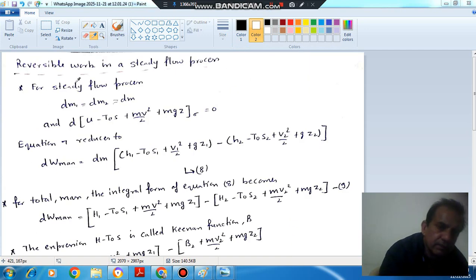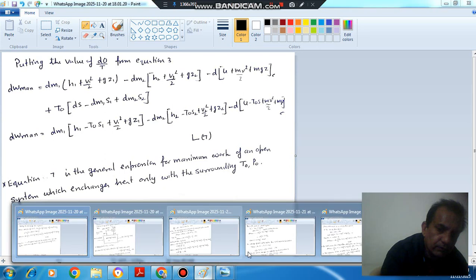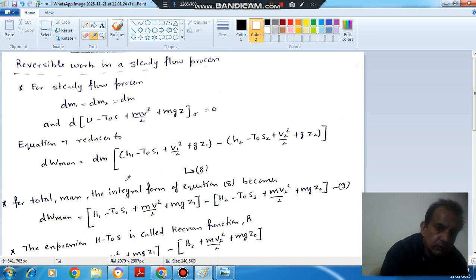Now we consider finding the reversible work in a steady flow system. In this equation, in a steady flow process, dm1 will be equal to dm2 equal to dm, and there will be no change in energy of the control volume, so this will be 0. Now this equation 7 will reduce to this, where this will be 0, and since dm2 and dm1 are equal, the work done will reduce to this equation number 8. You can put dm1 and dm2 as dm. This is equation number 8.